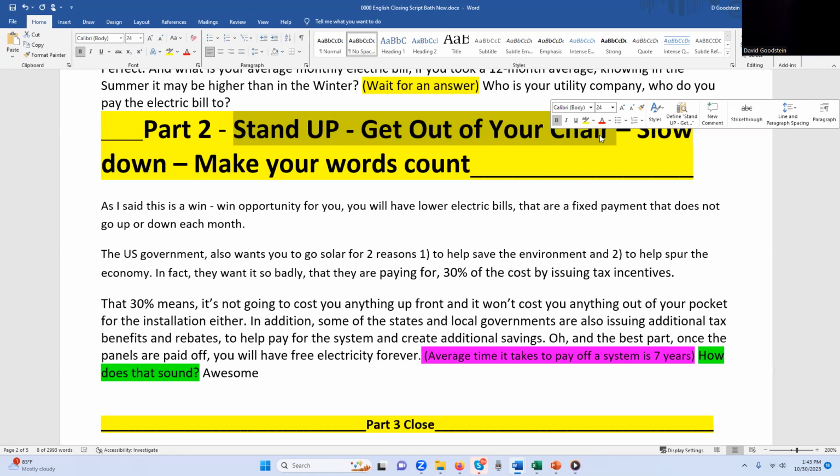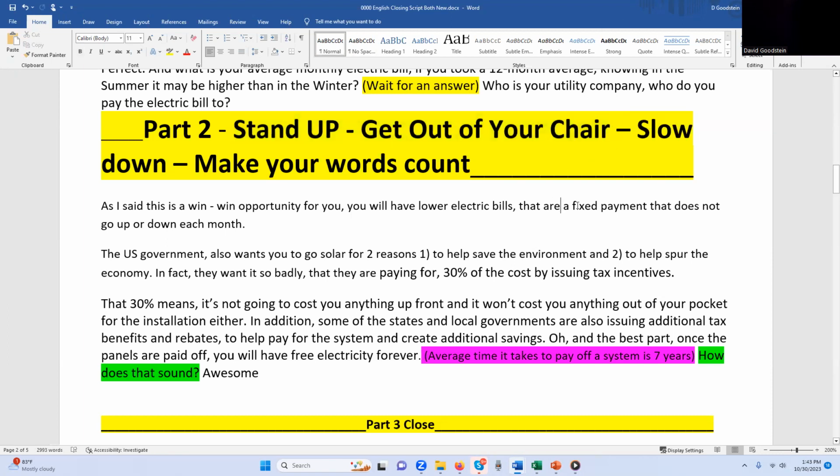You're going to have lower electricity bills that are fixed payment that does not go up or down each month. The US government also wants you to go solar for two reasons. Number one, to help save the environment, and number two, to help spur the economy. In fact, they want it so badly that they are going to pay for 30% of the cost by issuing tax incentives.